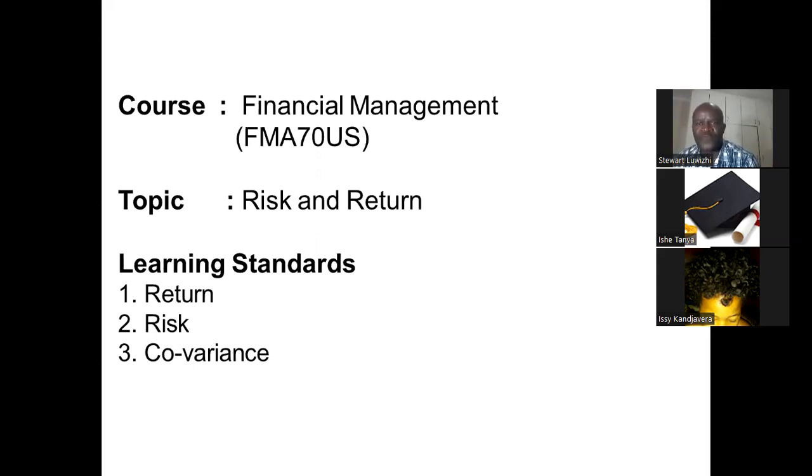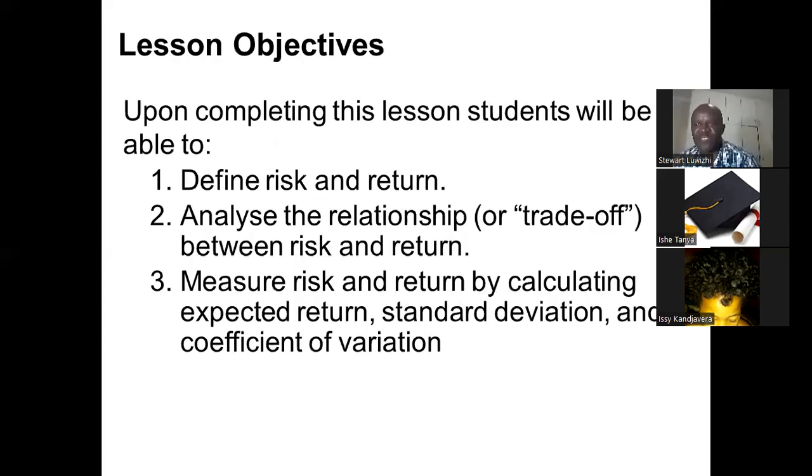Okay. So we have got learning standards. Learning standards are the benchmarks, or the things that we must learn or understand by the end of the class. We are interested in the concept of return, and we're also interested in the concept of risk, then the concept of covariance. We'll be explaining this in detail. But to start with, let me give you some highlights of the objectives that we want to achieve by the end of this lecture.